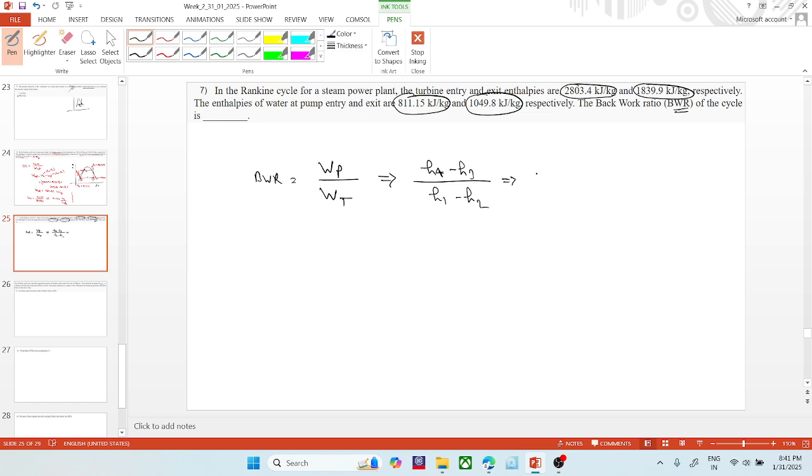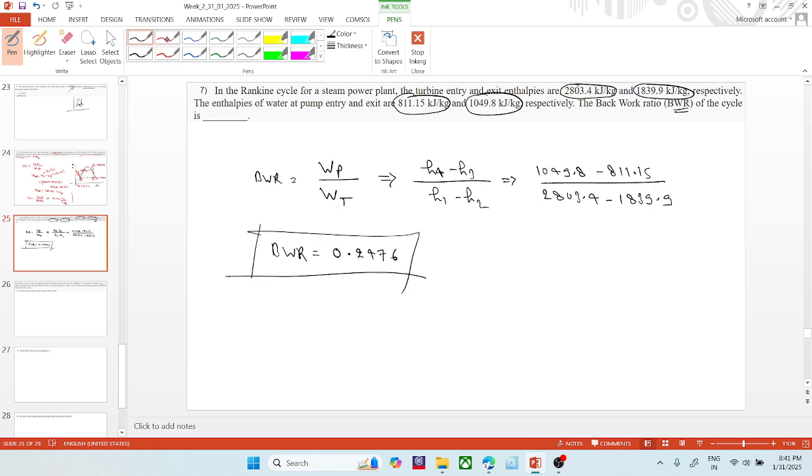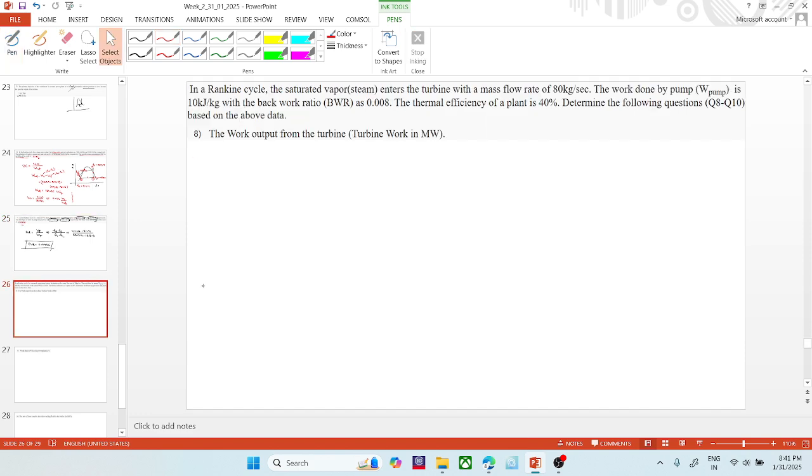I will write the values here. 1049.8 minus 811.15 divided by H1 minus H2, which is 2803.4 minus 1839.9. So this back work ratio will come out to be around 0.2476. Please check the values. Like this, 0.2476.